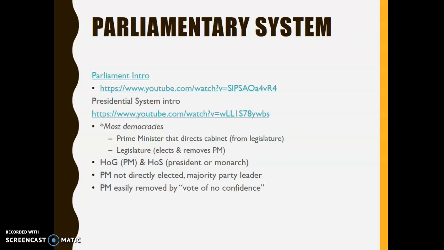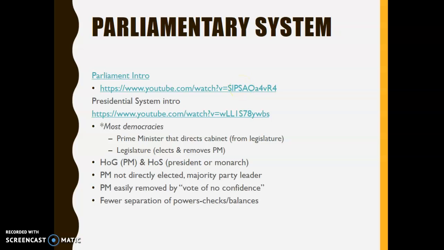However, this is a much more easily pursued way of removing the head of government from power than what we'll see with a presidential system. So that's why we say easily removed. It's just a simple vote.